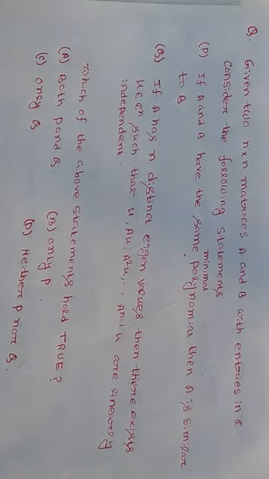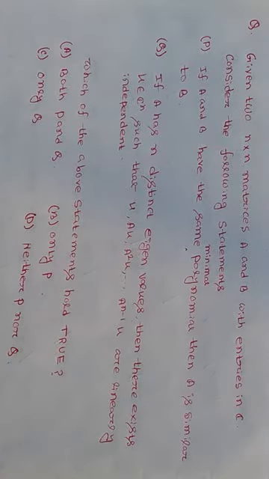The problem says that, given two n cross n matrices A and B with entries in C, consider the following statements. The statements are: P, if A and B have the same minimal polynomial, then A is similar to B. Q, if A has n distinct eigenvalues, then there exists U belonging to C^n, that means U is an n cross 1 column vector, such that U, AU, A square U, ..., A to the power n minus 1 U are linearly independent. Then the question is, which of these statements hold true?